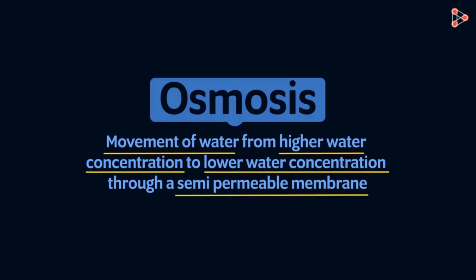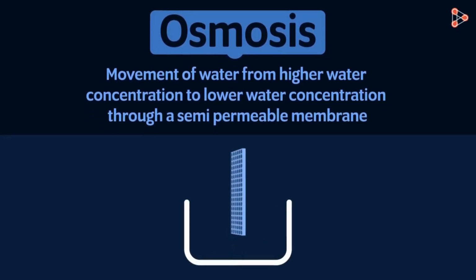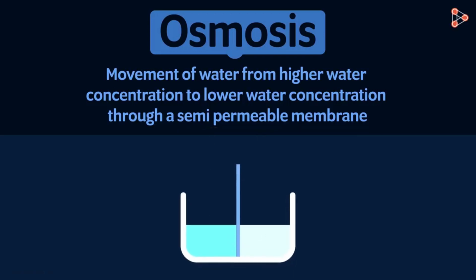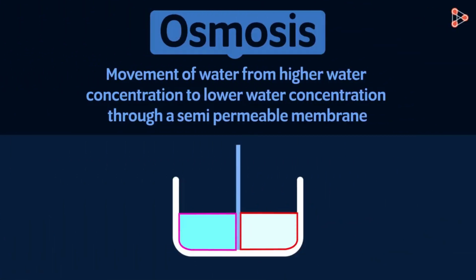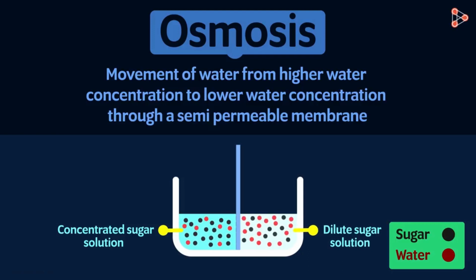So let us say we have this container which is partitioned by this semi-permeable membrane. Now we add sugar solutions on both these sides. However, the concentration of each is different. Here, we add concentrated sugar solution, while here, dilute sugar solution. That means the concentration of water in this solution is obviously more compared to this.